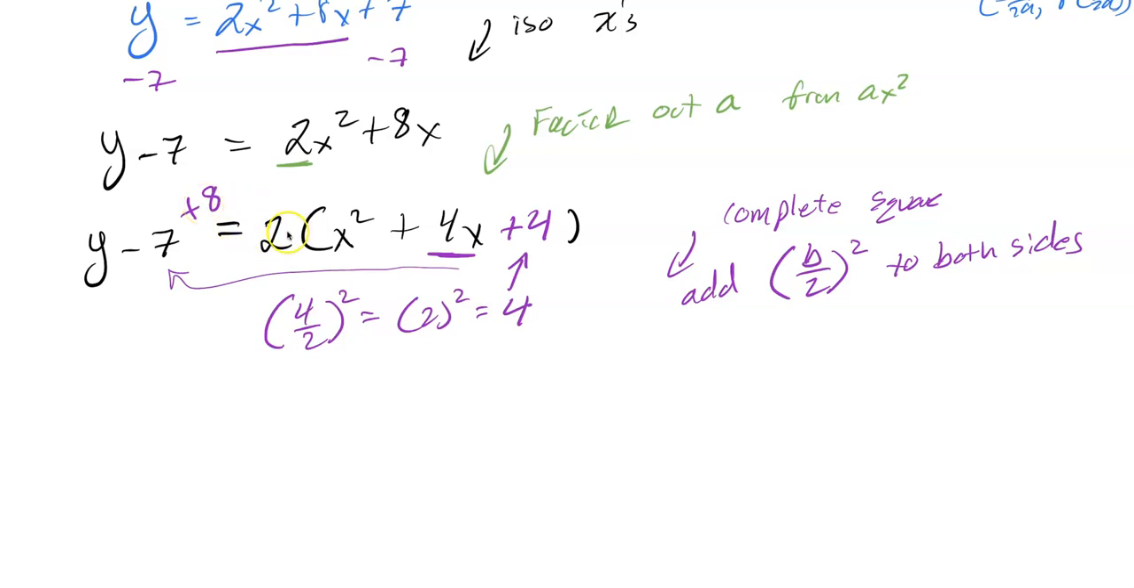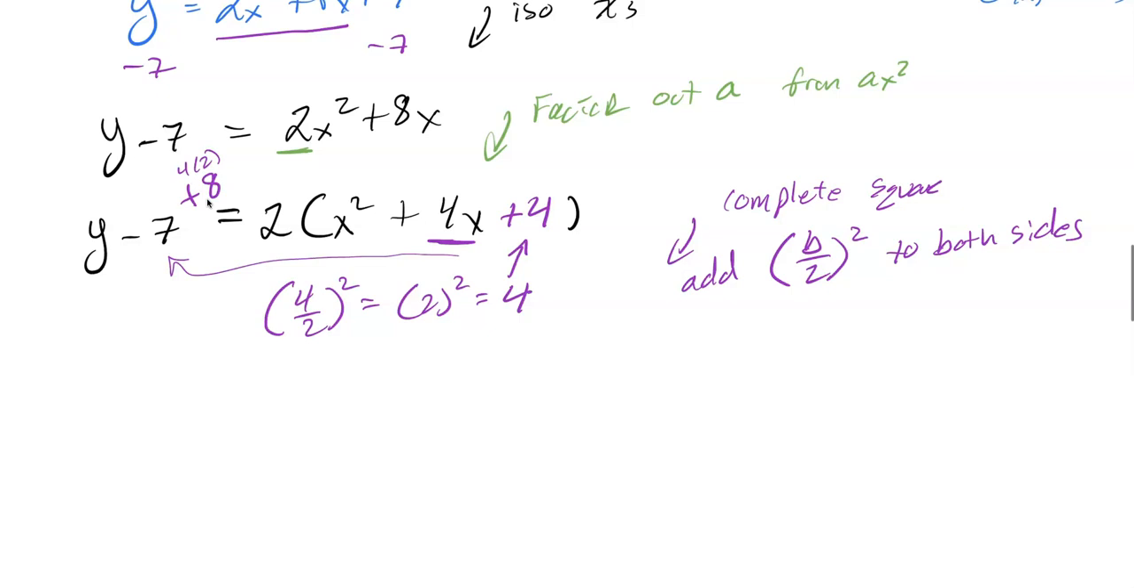But again, this is a little more fancy because there's a number outside. But whatever we added this side, we got to add this side. In this case, we're adding 4, but it's getting multiplied by the 2 out here. So we're going to go 4 times 2 at this side. So that's where the 8 came from. Okay, so I'm going to simplify this a little bit. Negative 7 plus 8 is positive 1.